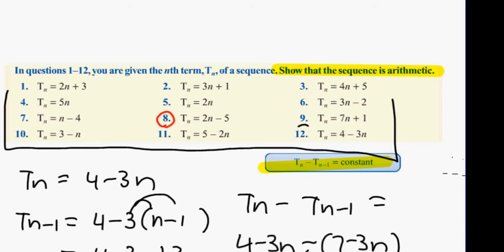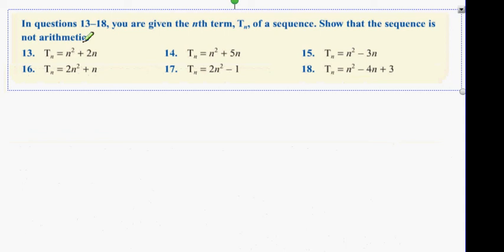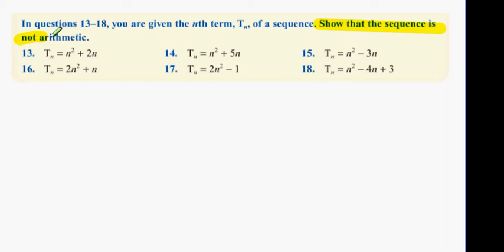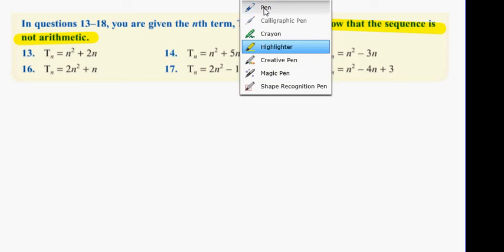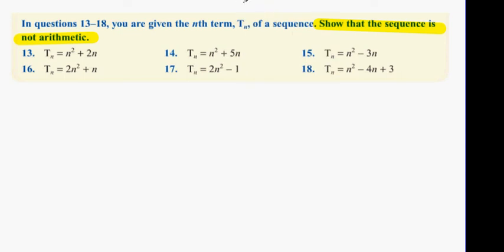Now, questions 13 to 18 show that the sequence is not arithmetic. What does not arithmetic mean? The gap is not the same. Do you understand? The gap will always change. An example. If I was to take 17 as an example, Tn equals 2n squared minus 1.